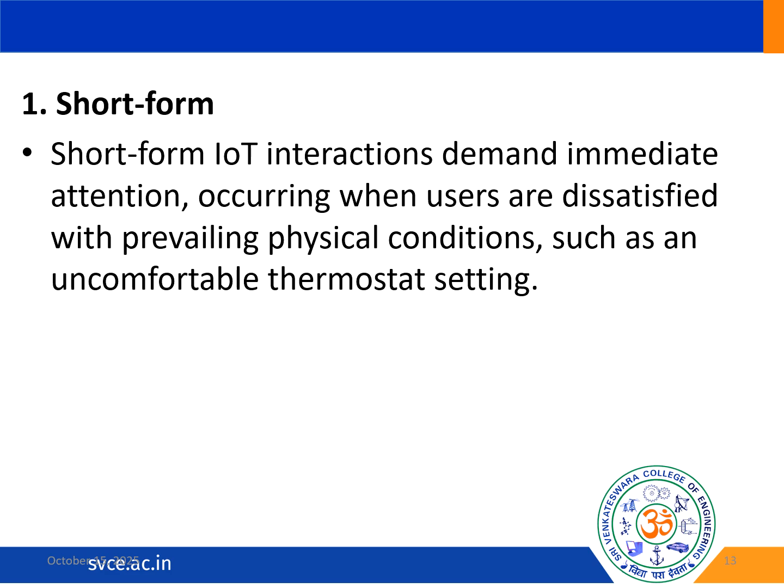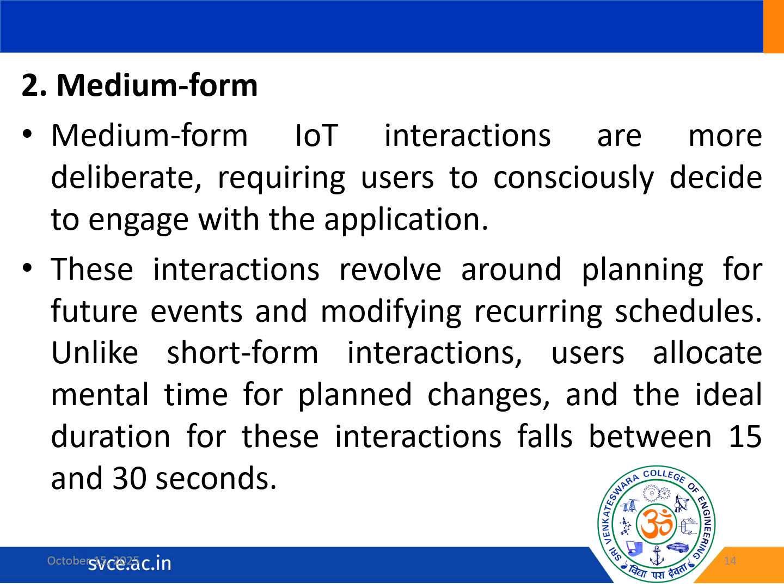So when you consider the characteristics of short form IoT interactions, it is used mainly for immediate needs. Users can engage in short form interactions when faced with immediate dissatisfaction with current physical conditions, for example, uncomfortable room temperatures, urgency and time sensitivity, and so on. The application should present a straightforward screen for swift adjustments, avoiding information overload for users already in a negative mental state. So next we'll see what is meant by medium form.